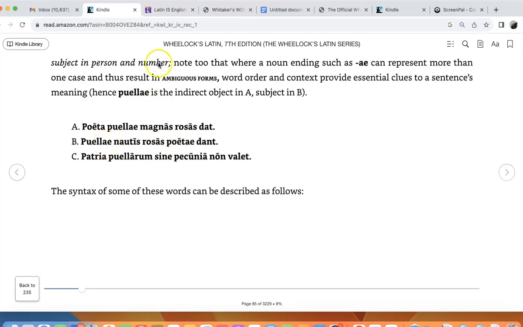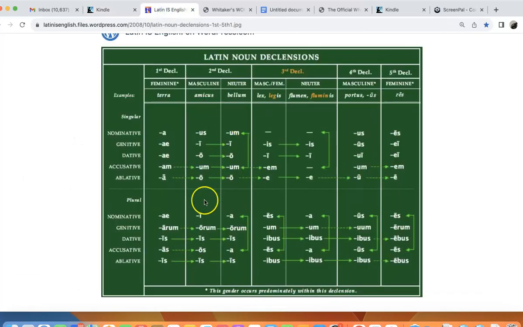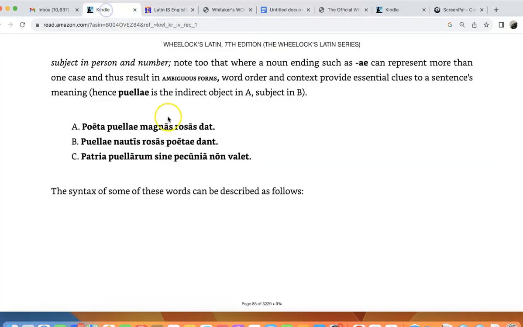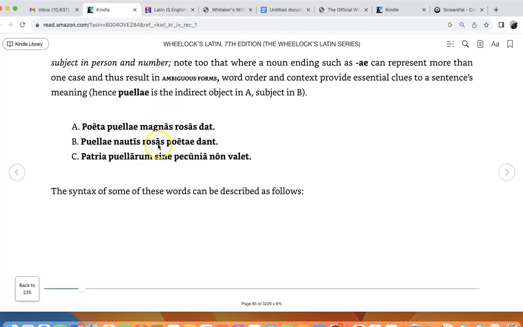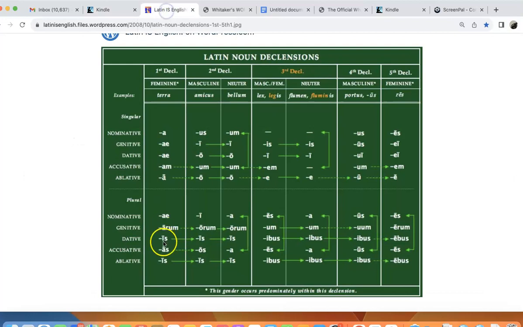So the girls, so that's the plural. So girls, puella. Girls are puellae. And then dant is the verb, which we said. But then we have the roses. So we have rosas here. So let's take a look at this here. So here we have the accusative rosas. So we're giving the roses.